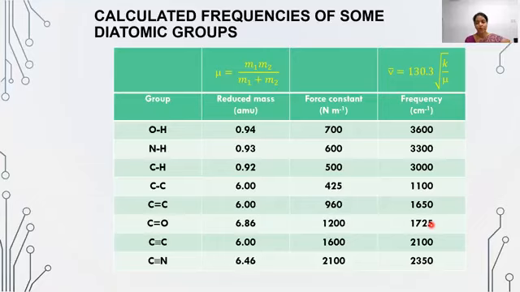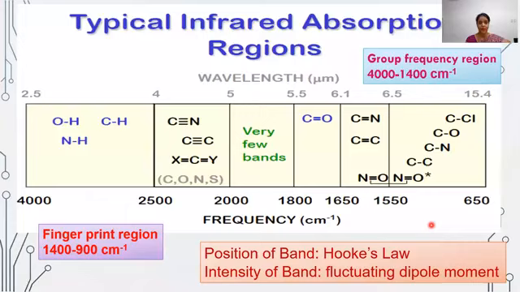These values are known as basic values because they are calculated on the basis of reduced mass and force constant values. But practically, in the IR spectrum, the value of vibrational frequency may differ from the base value. This slide shows the typical infrared absorption regions for different functional groups.